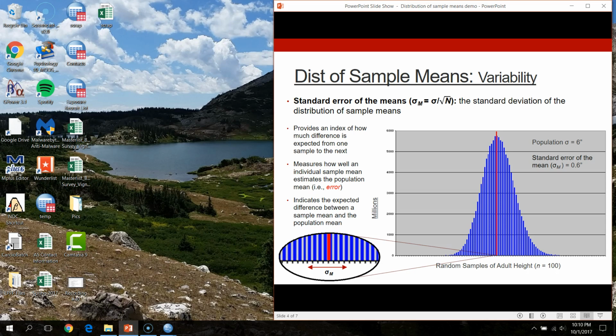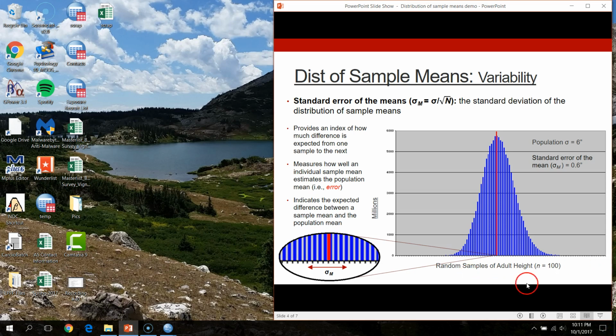We can think of standard error in that way. We can also think of standard error, and this is useful for our statistical inferences, in terms of how precise our sample is going to be. How well is a given sample of a given size going to approximate the actual population mean? Or, on average, how far would we expect any randomly selected sample of 100 to deviate from the true population mean?